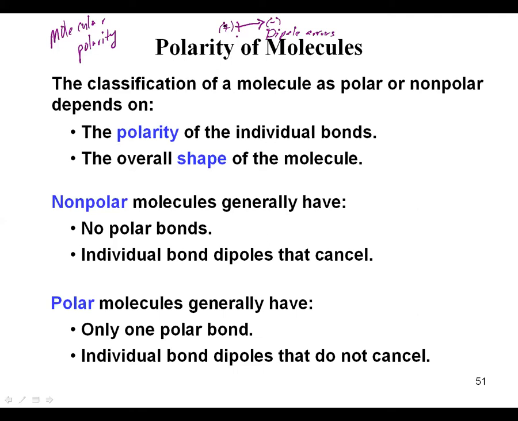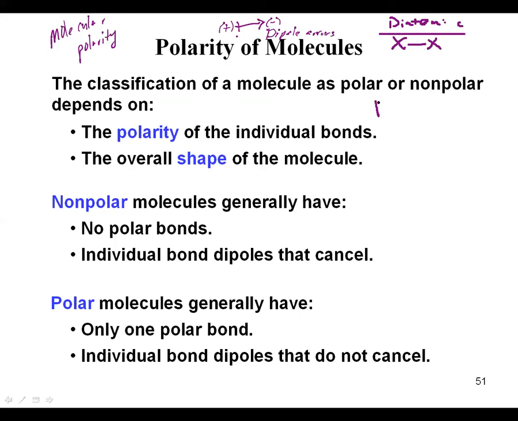So when we talk about polarity or molecules being polar, it really does depend on a couple of things. But let's talk about the easiest ones to determine polarity. And the easiest ones to determine polarity really are diatomic molecules. Whenever you have a diatomic molecule, they're very simple to determine if they're polar or not.